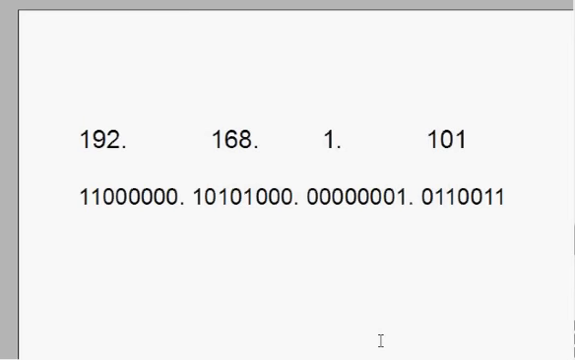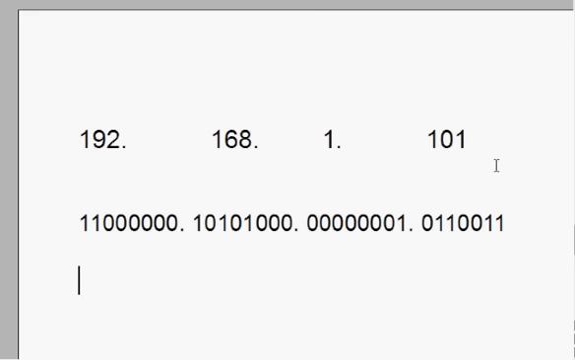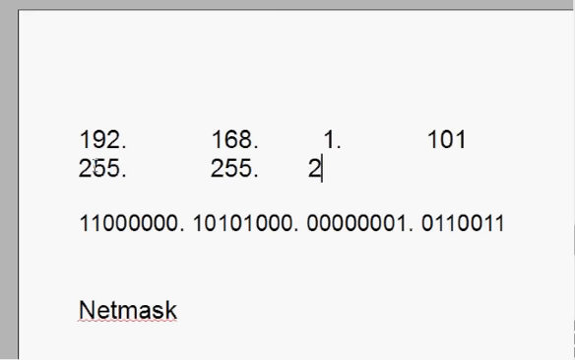Now, the interesting thing about subnetting is not just the IP address, in this case 192.168.1.101, but the subnet mask, or what we're going to call, instead of using the term subnet mask, the term netmask, which is a better word to describe it. And you'll often see it in the computer as 255.255.255.0 or something like that, right?